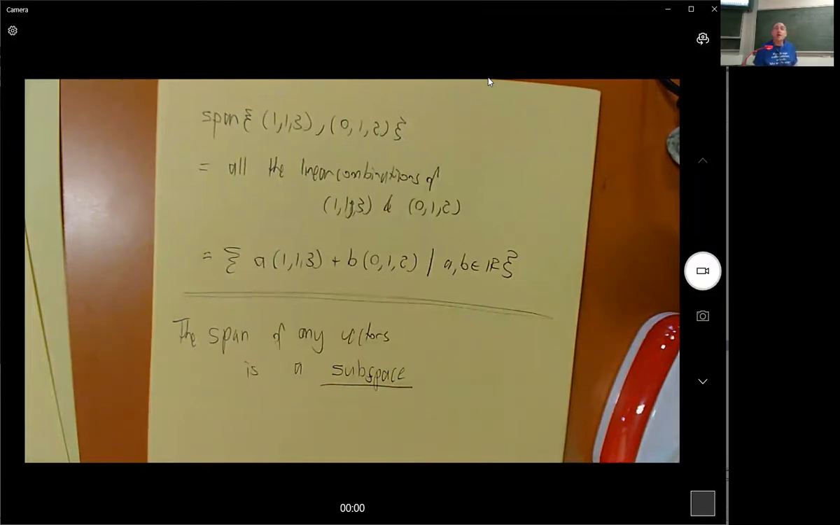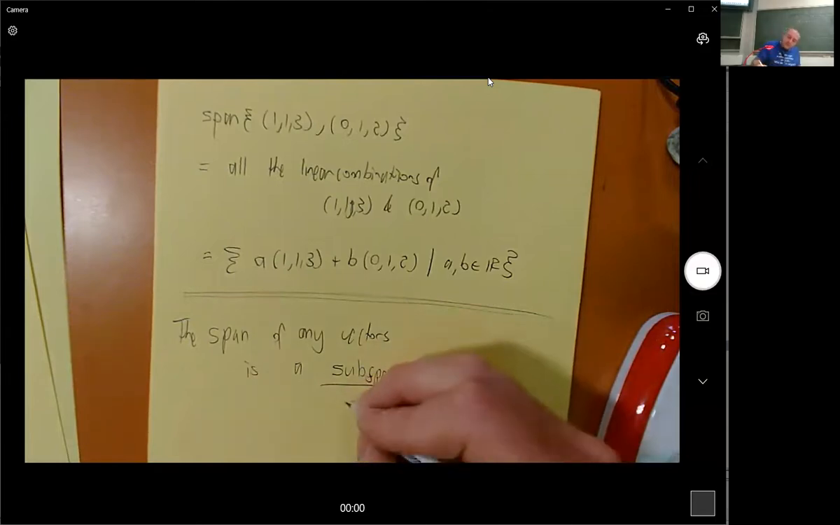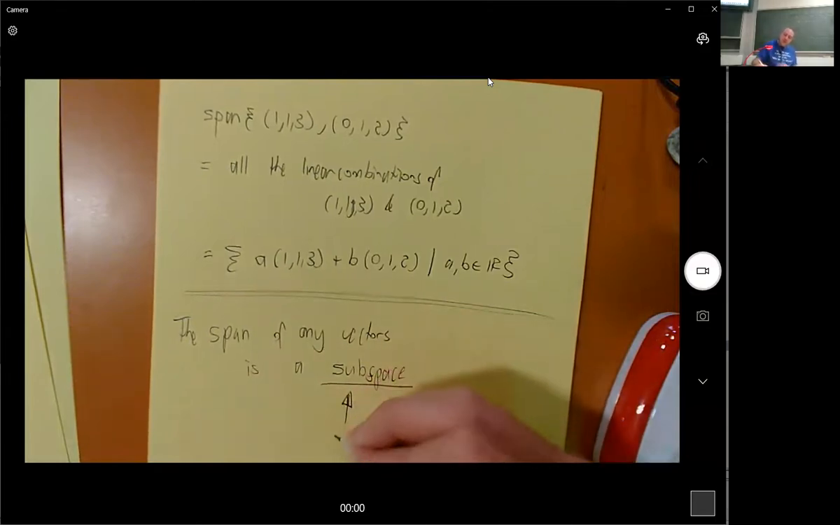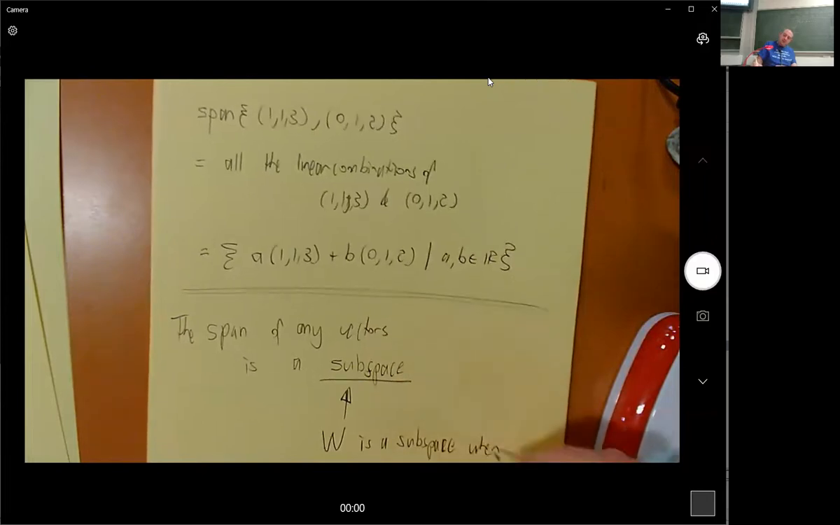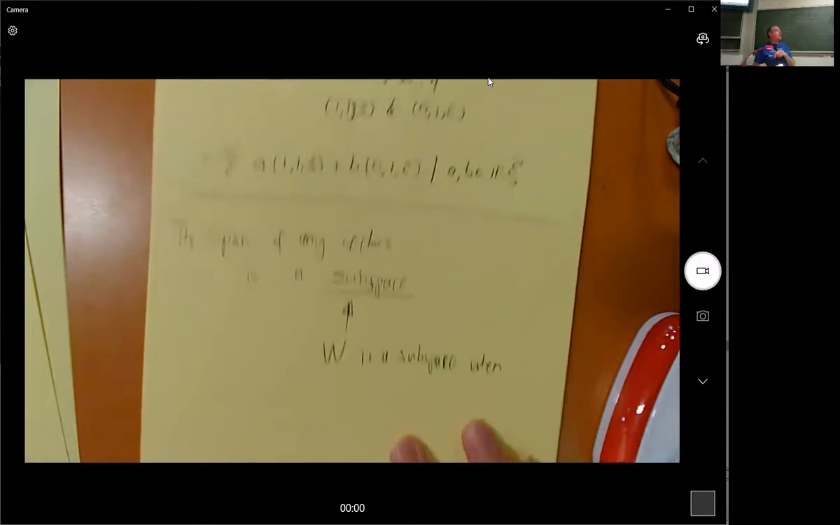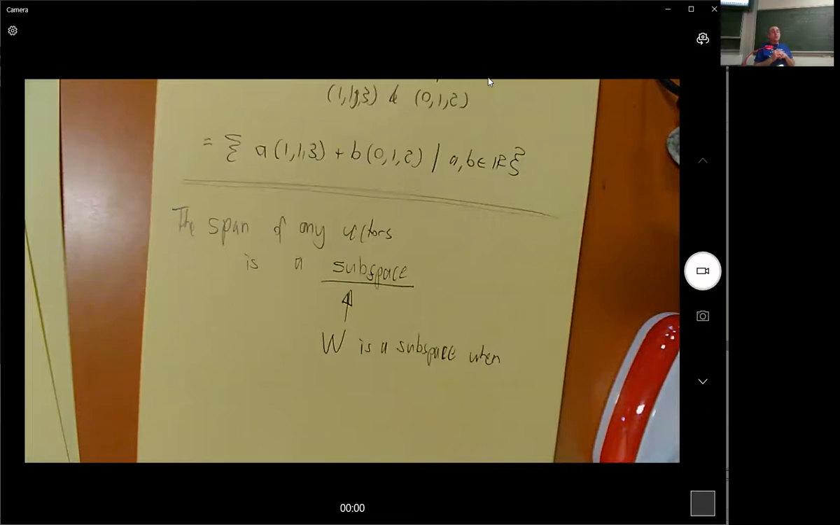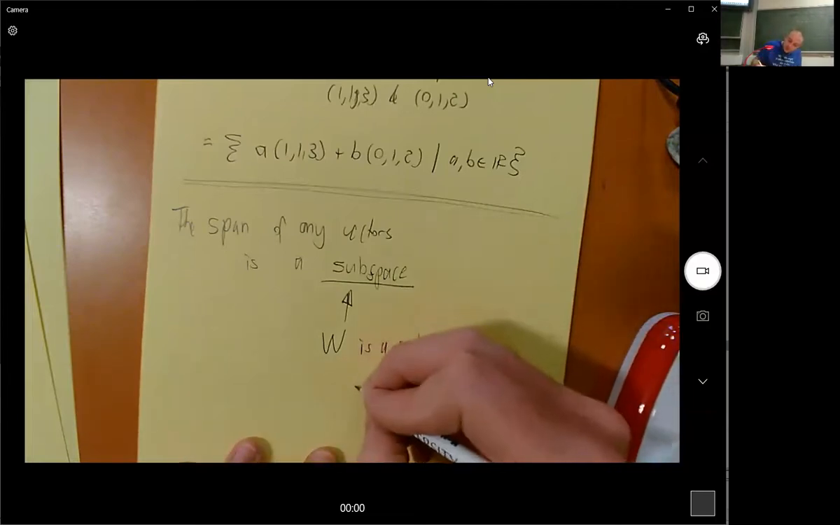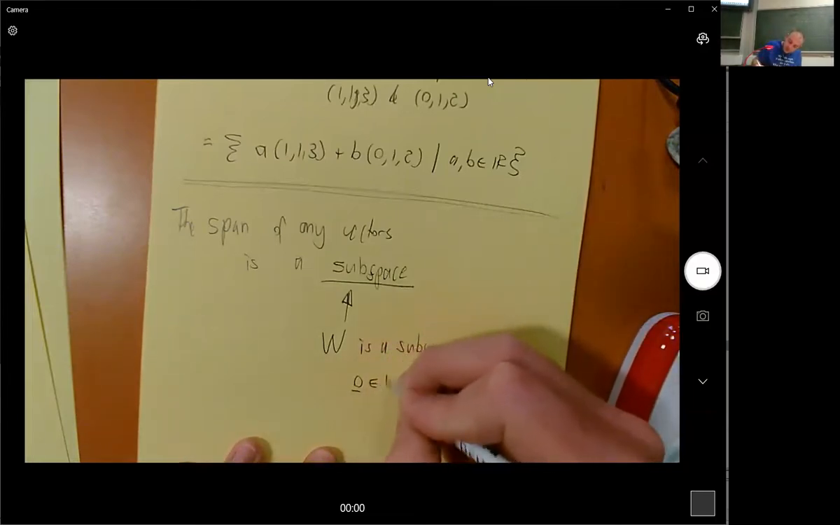Now, the definition of subspace: capital W is a subspace when it's not empty. It has to actually have some vectors in it, and it's guaranteed to have the zero vector in it. So it's not empty when the zero vector is part of W.